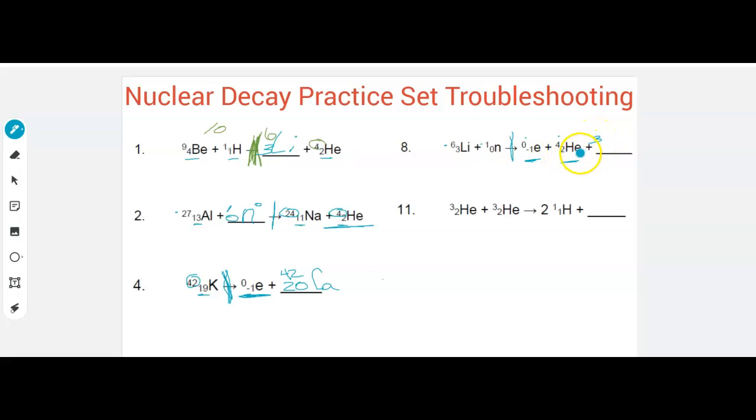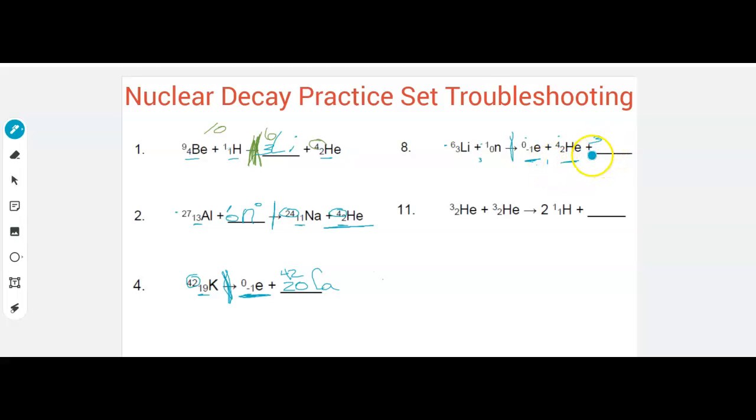Okay, so the same process. Now I have to look at the bottom numbers, and 3 plus 0 is 3. And then on the right, I've got the -1 plus 2. Well, again, adding the -1 is like subtracting 1. So 2 minus 1 is 1.